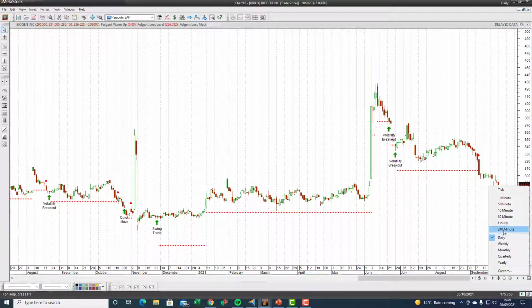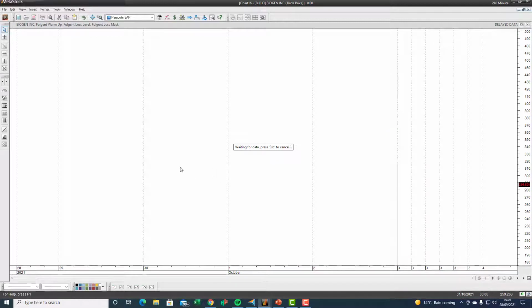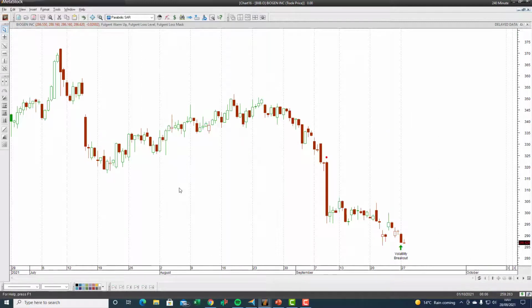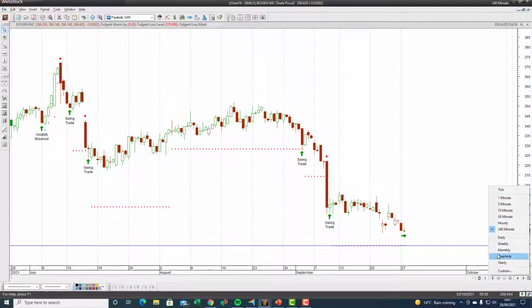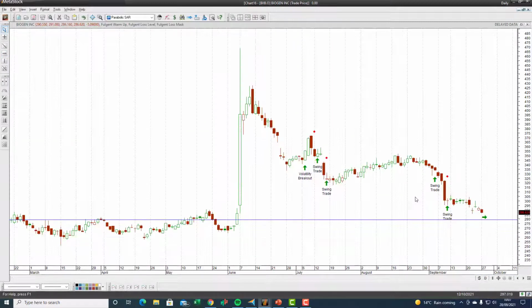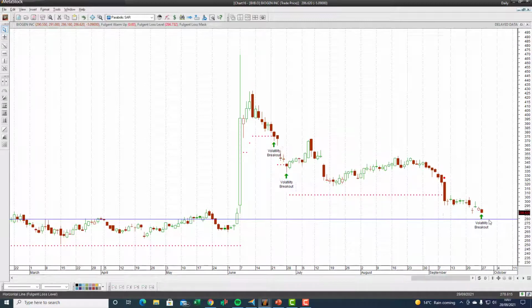Let's go and take a look at the 4-hour chart, to see if there's anything interesting on that chart from an AI perspective, if there's a double confirmation. Yeah, so we have a swing trade on the 4-hour chart with a trailing stop over there. And then let's take a look back at the daily, and that is a volatility breakout. Wait for it to refresh. Takes a second. There we go.